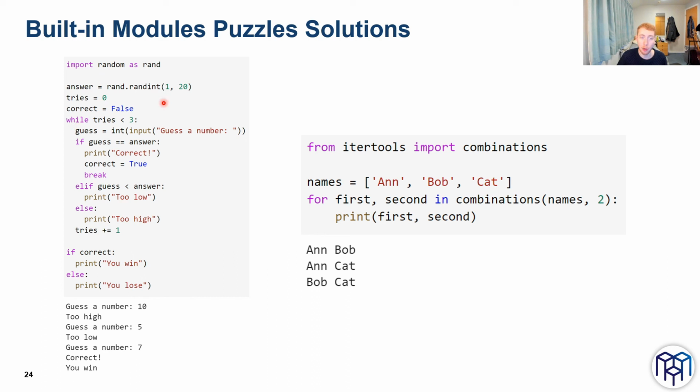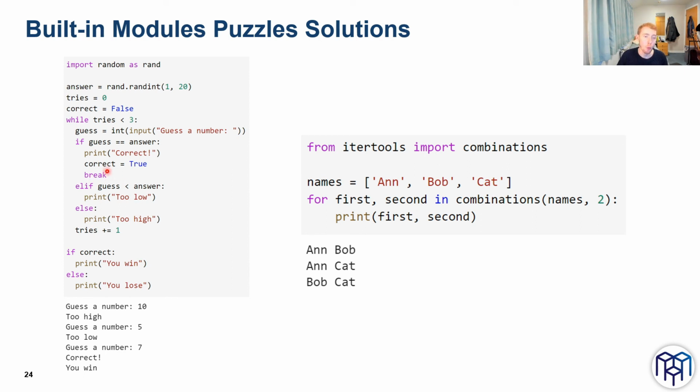If the guess was equal to the answer, then we're correct. We set correct equal to true, and we break to exit that loop. Otherwise, we say if they're too low or too high, and increment the tries by 1. So when we exit the loop, either tries is bigger than or equal to 3, or we broke here.